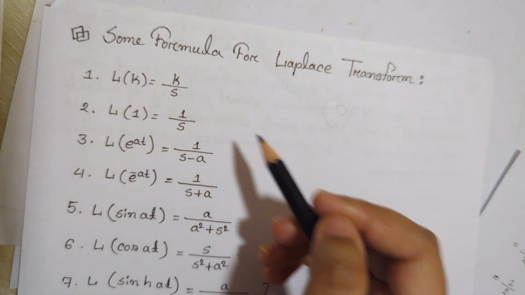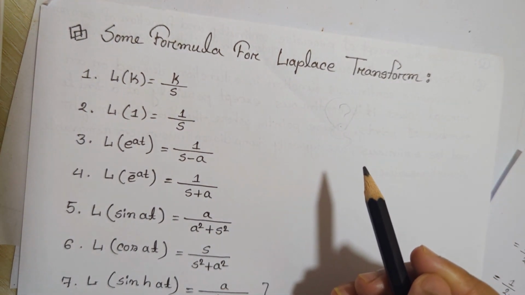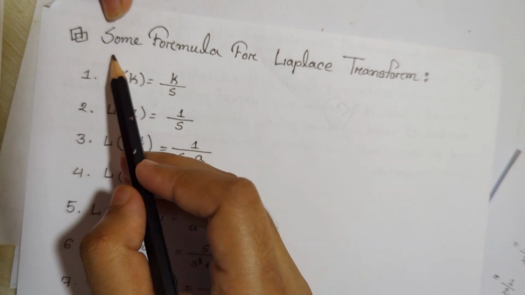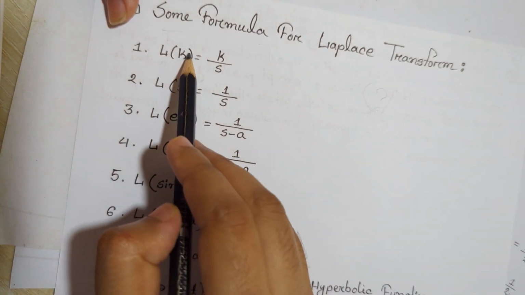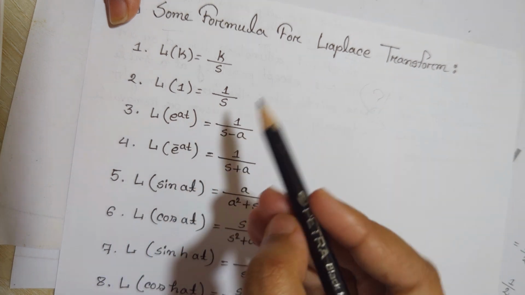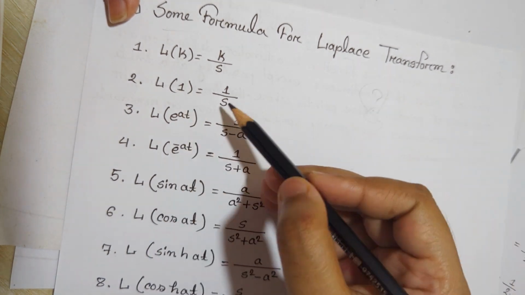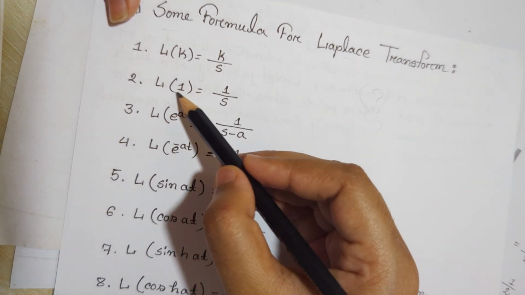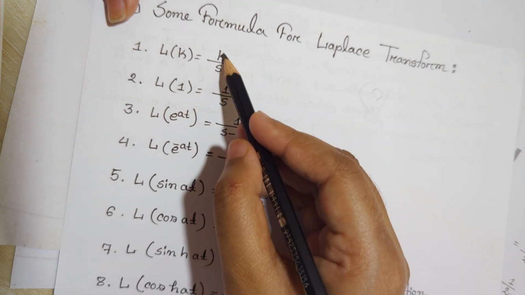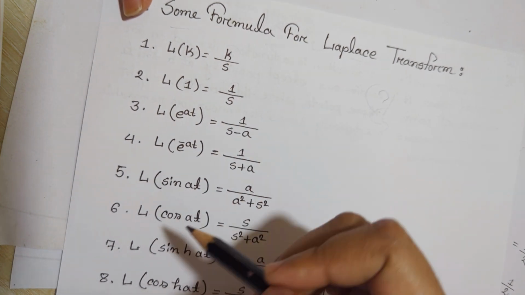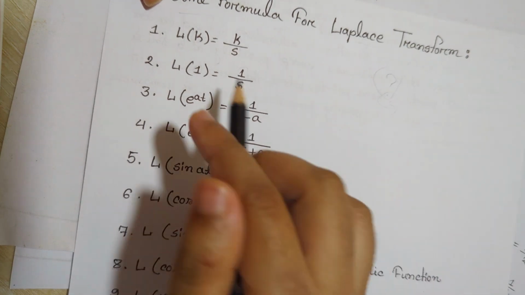So let's see which formulas will be needed for us to solve our complex mathematics. Some formulas for Laplace transform. Laplace transform of k equals k divided by s. We found the Laplace transform of 1, which is 1 divided by s, and this 1 is used as a constant term k here, so we used k instead of 1, but the process is the same for finding the Laplace transform of k.